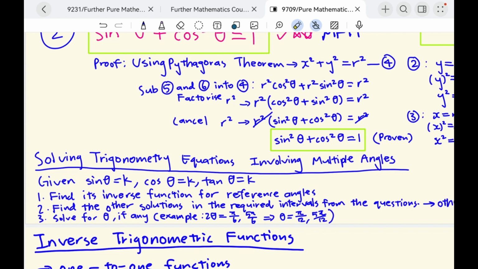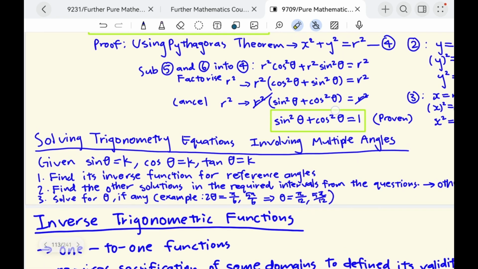Since it is an inverse function, just move it to the other side. Then it's called arc sine, arc cos, arc tangent. So find its inverse function for the reference angle. First, find the reference angle that is in the interval of the first quadrant. Next, find the other possible solutions from the required intervals, following the required intervals from the questions. You must comply with it.